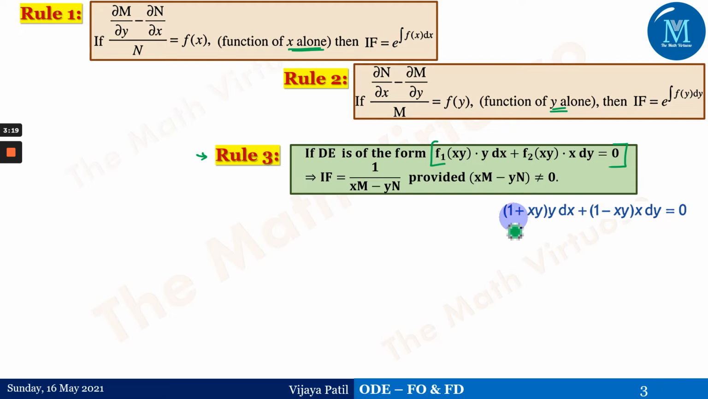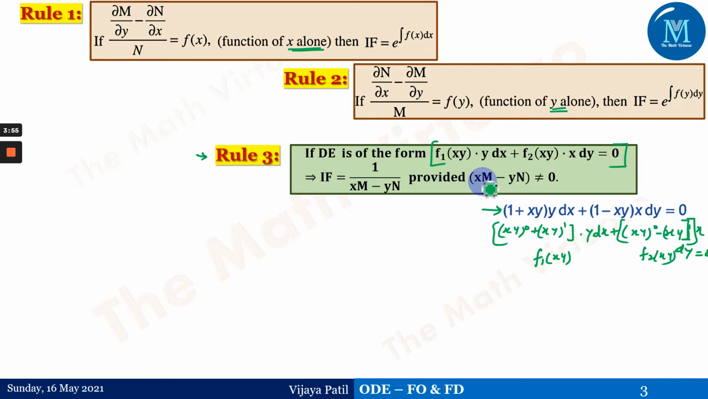So this one we can express as (xy to the power 0 plus xy to the power 1) into y dx, plus this one we can again express as (xy to the power 0 minus xy to the power 1) into x dy equals 0. That means this is a function f1 of x into y and this is f2 of x into y, the product of x and y. Therefore, in this type of example you can directly go and apply rule number 3.